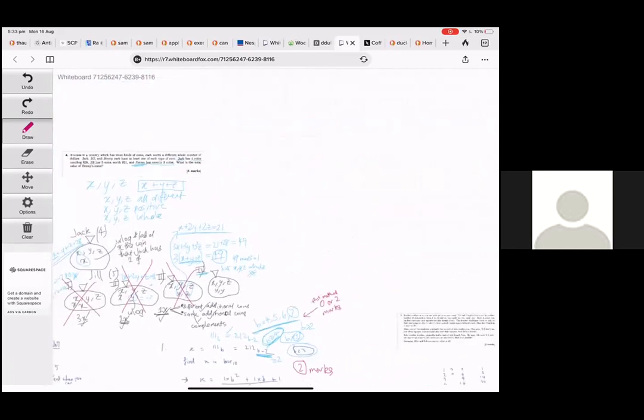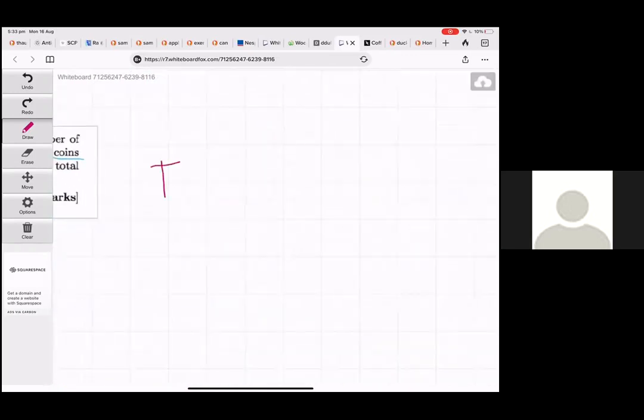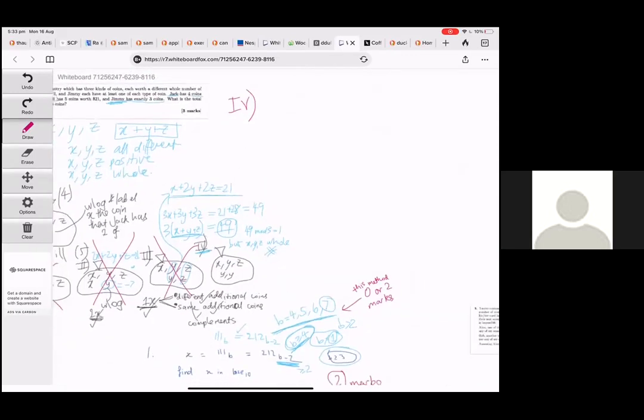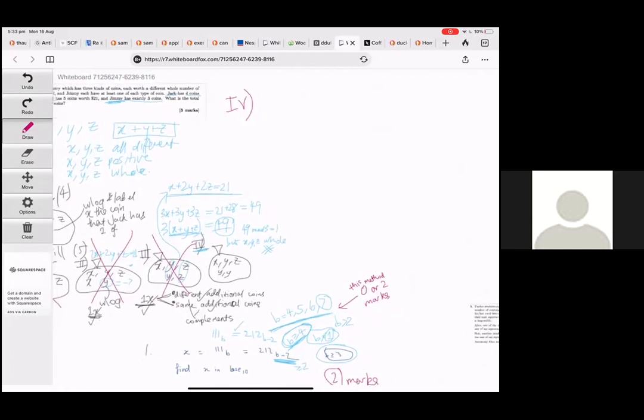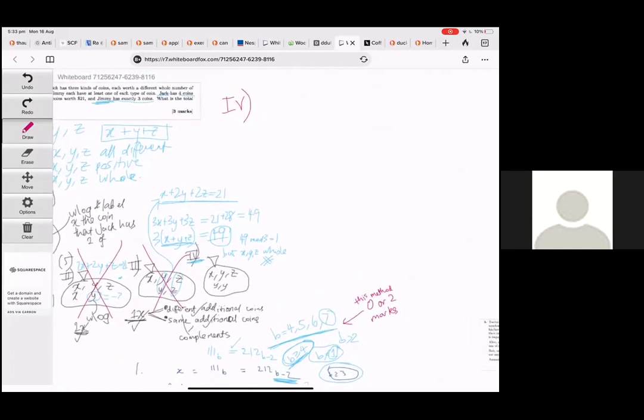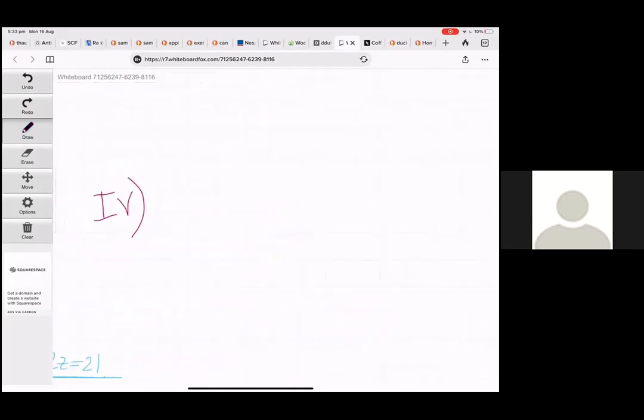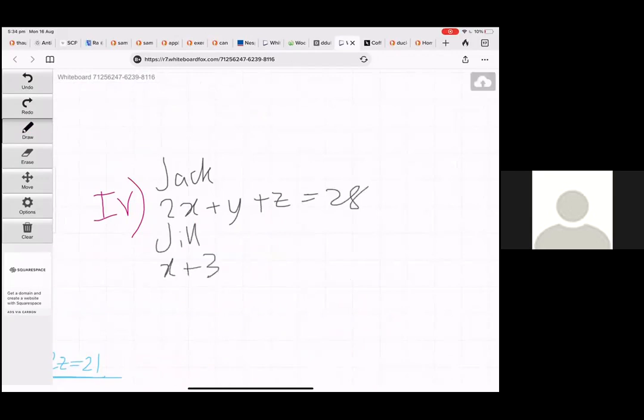And we can start to work on case 4. So let's just zone into case 4. Case 4 is where there's 3 of a different kind to what Jack has 2 of. So from Jack, we've got that 2x plus y plus z is 28. From Jill, we've got that x plus 3 of a kind, different from Jack's, is 21.